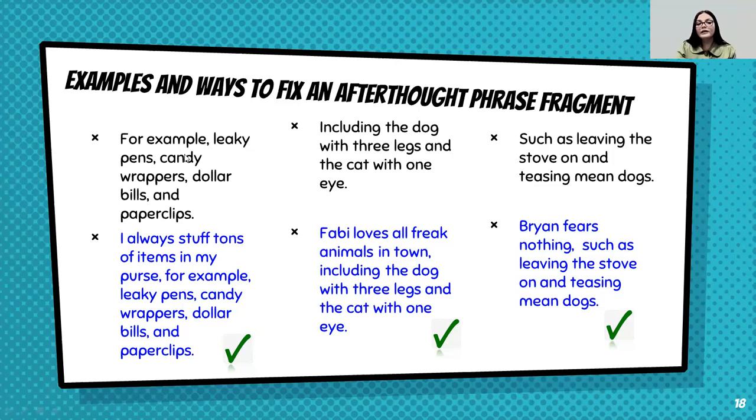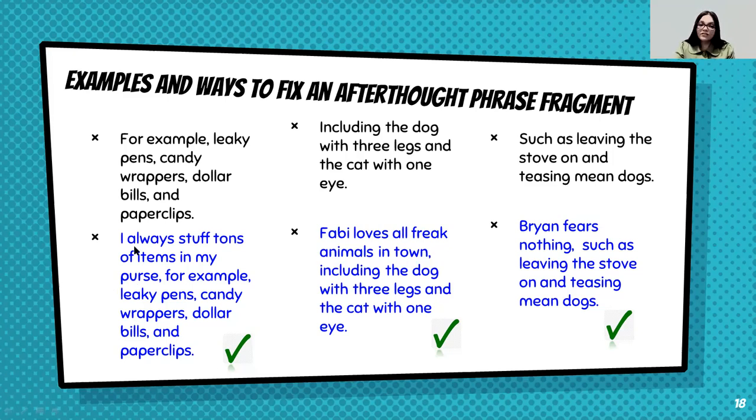For example, leaky pens, candy wrappers, dollar bills, and paper clips. Including the dog with 3 legs and the cat with 1 eye. Such as leaving the stove on and teasing mean dogs. You here have 3 examples of an afterthought phrase fragment. As you see, the words for example, including, and such as are introducing a list of ideas. How do you fix it? Well, let's take a look at the revised versions and then you can think of what correction method we use.